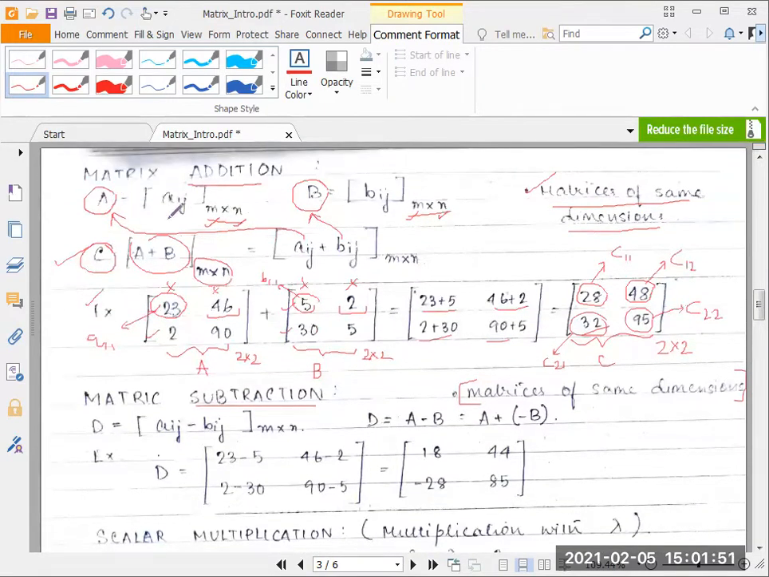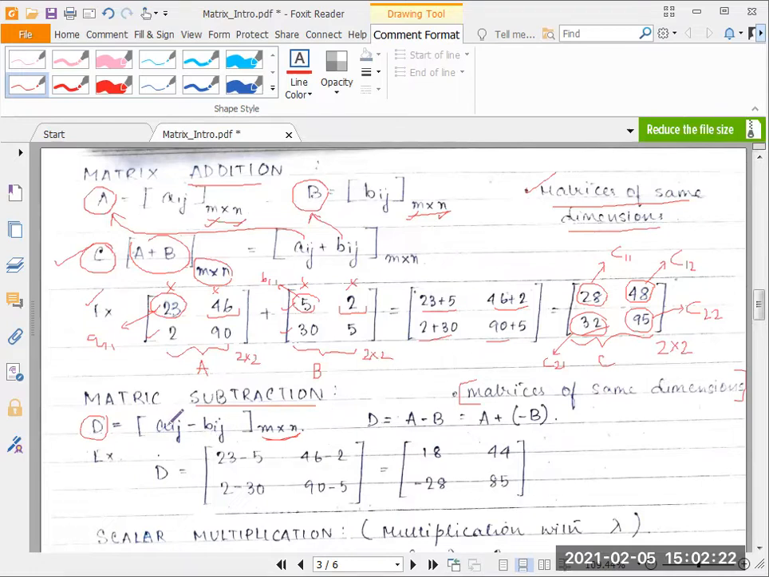So if we have Aij, which has dimension m cross n, and Bij, which represents the B matrix, has dimension m cross n, then if we subtract B from A, that is, if we make the operation A minus B, let's suppose we get a result D. The dimension of D again will be as before, m cross n. So the original matrix's dimension gets carried forward into the resultant subtracted matrix.